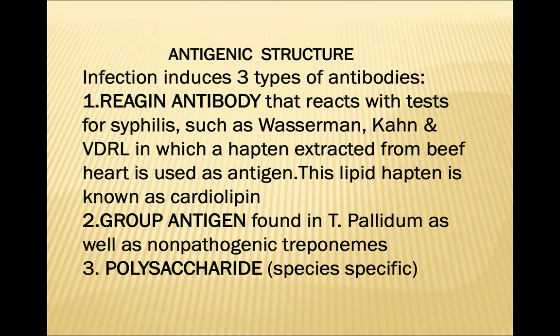Coming to the antigenic structure of these treponemes, they induce three different types of antibodies. One is the group specific antigen, the other one is the reagin antibody, and the third one is the polysaccharide or species specific antibody. The reagin antibody reacts with tests for syphilis such as Wassermann's, Kahn, and VDRL, in which a hapten extracted from beef heart is used as an antigen. This lipid hapten is known as cardiolipin.